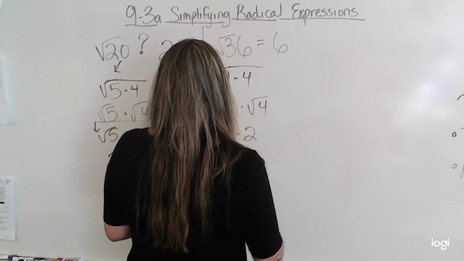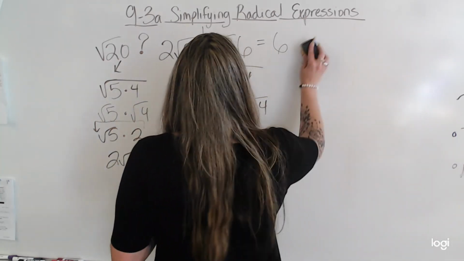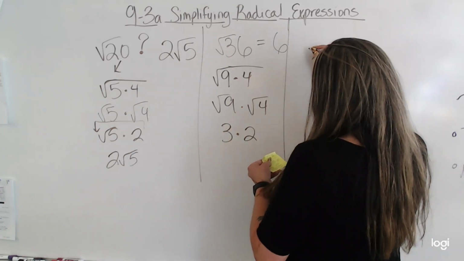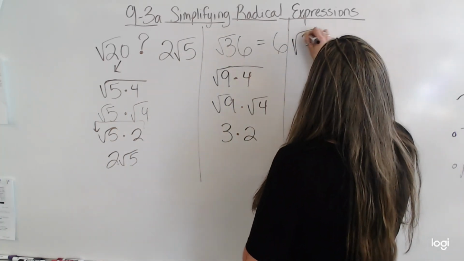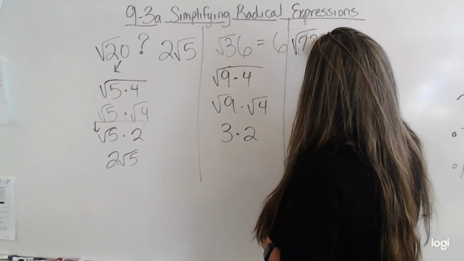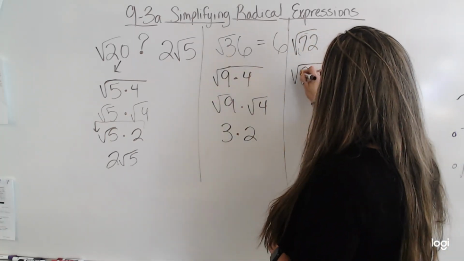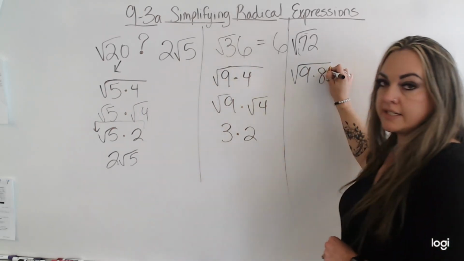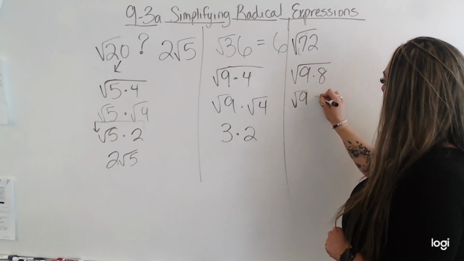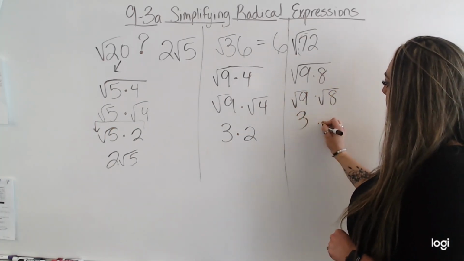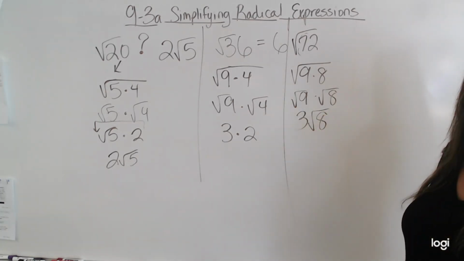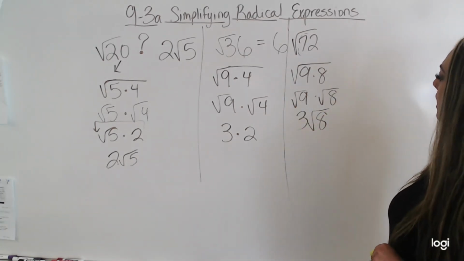Okay, one more. The square root of 72. 72 is not a perfect square. We can get it by multiplying 9 times 8. 9 is a perfect square. The square root of 9 equals 3. So what we get is 3 times the square root of 8.